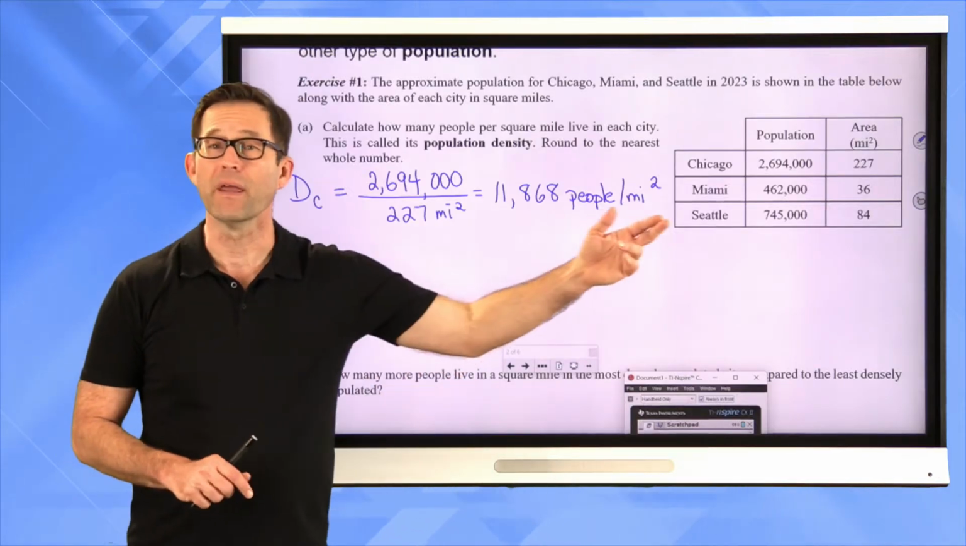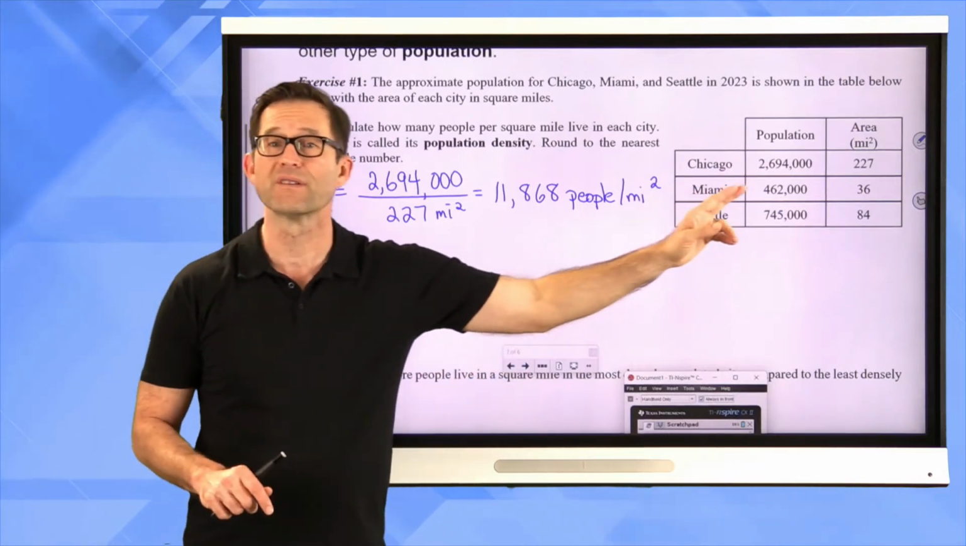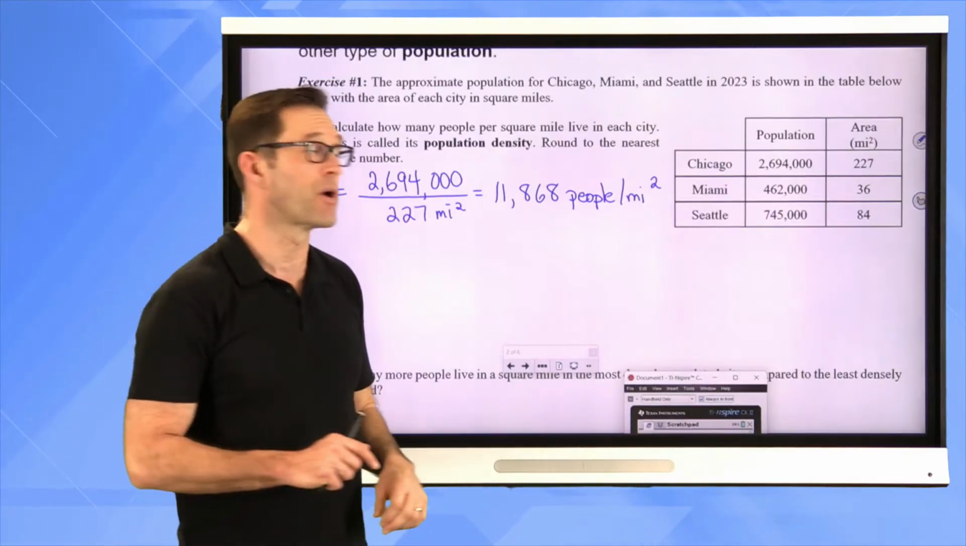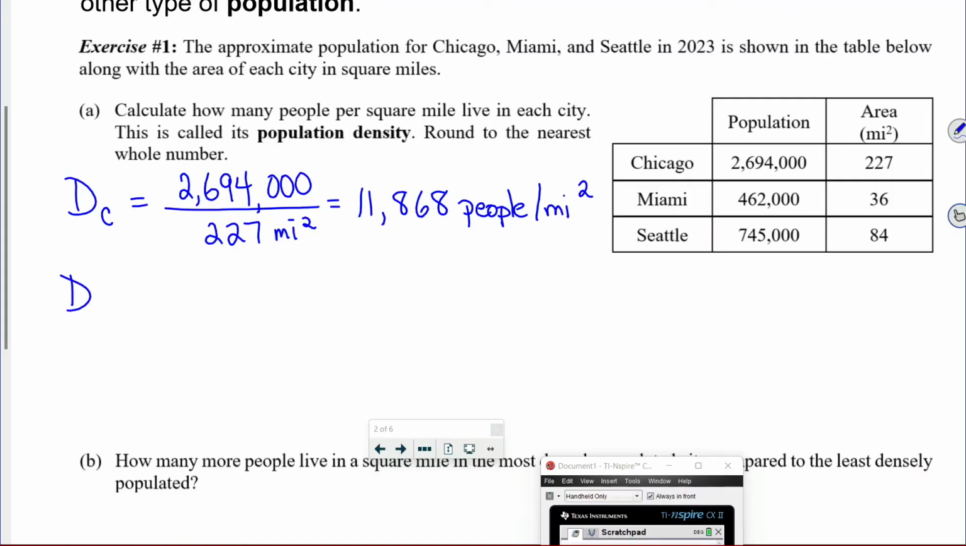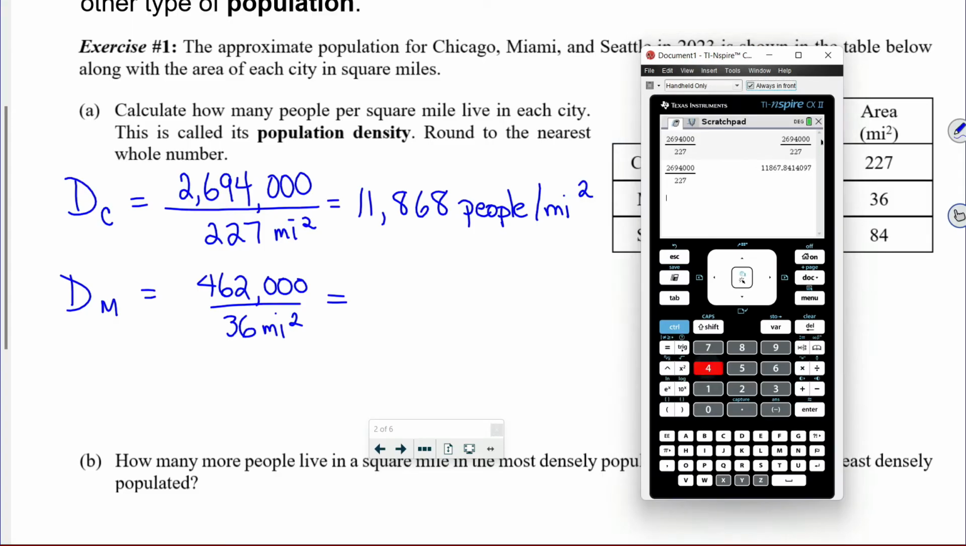All right, well, Miami has a much smaller population than Chicago, still a big city at 462,000, but a much smaller area, 36 square miles. So let's figure out the density of Miami. That's going to be 462,000 people, all divided by 36 square miles. And let's figure out what we have there.